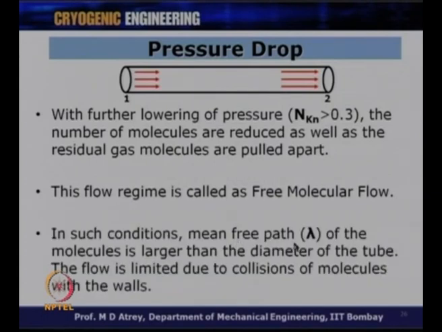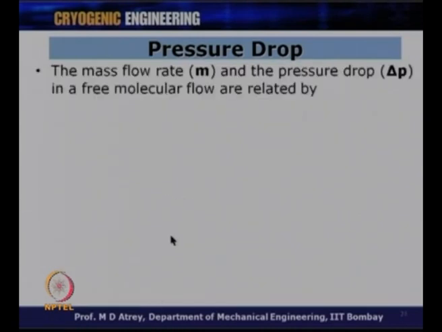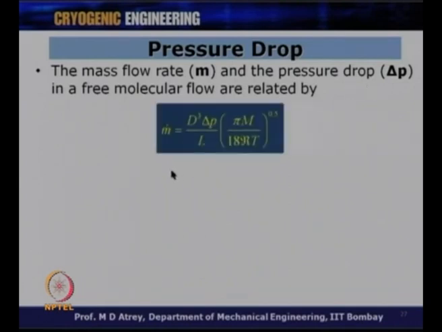In such conditions, the mean free path lambda of the molecules is larger than or comparable with the diameter of the tube. The flow is limited due to collisions of molecules with the walls. This is what we had talked about earlier. In this case, the mass flow rate m dot and the pressure drop in a free molecular flow are related by this formula. So, we got m dot now directly proportional to d cube over here, while m dot is still directly proportional to delta P. However, its dependence on diameter has changed.